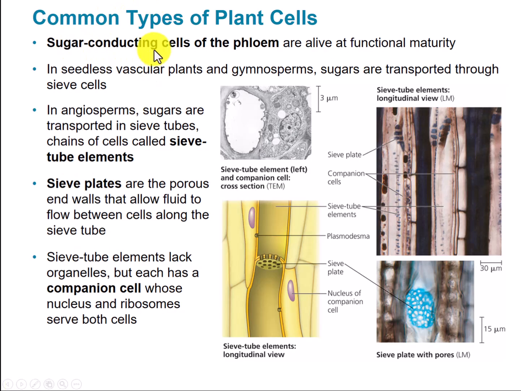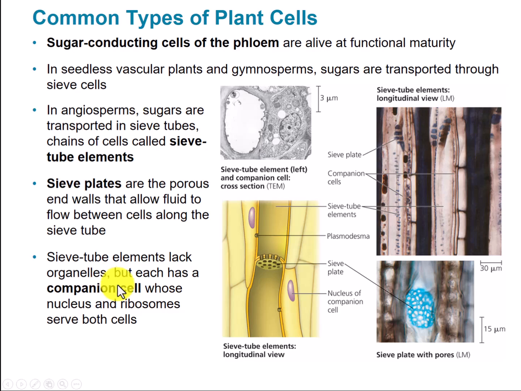And then our sugar-conducting cells. These are going to be our sieve tube elements. So in angiosperms, sugars are transported in the sieve tubes. These are chains called sieve tube elements, with sieve plates. These right here are what divide the sieve tube elements and allow fluid to flow between cells.